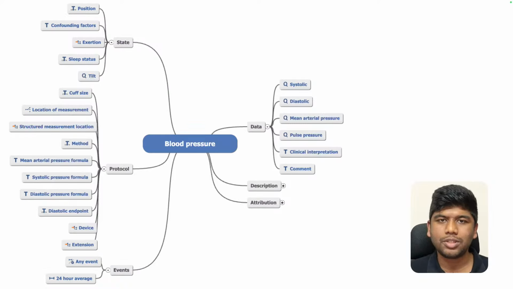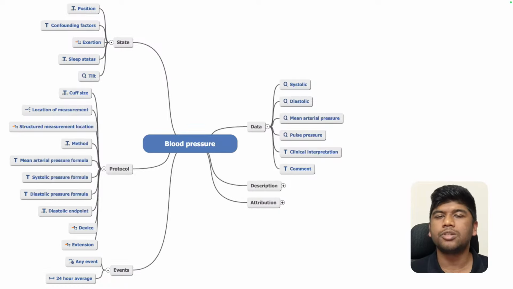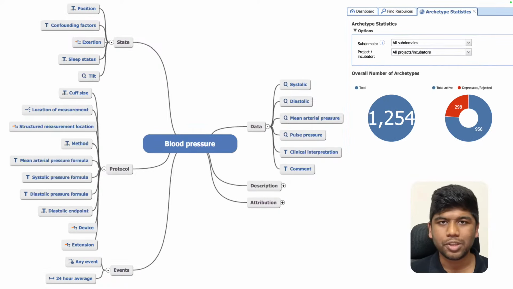So many of these data fields, like the systolic, diastolic, mean arterial pressure, pulse pressure, the position of measurement, the confounding factors, the sleep status. So many of these data points have already been modeled, and this is years and years and years of community effort. And this is just one archetype. There are so many man hours and woman hours that went into this one single data model. And there are thousands of these in openEHR.